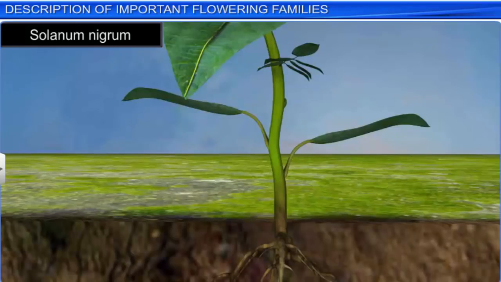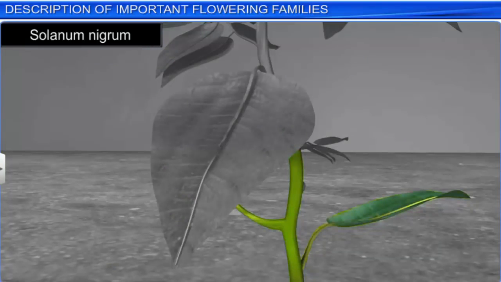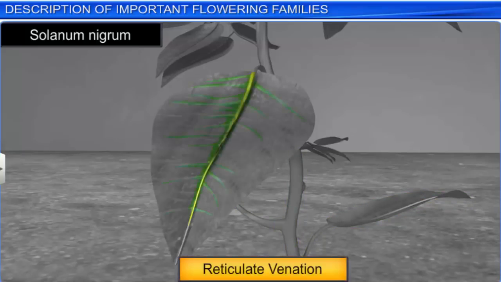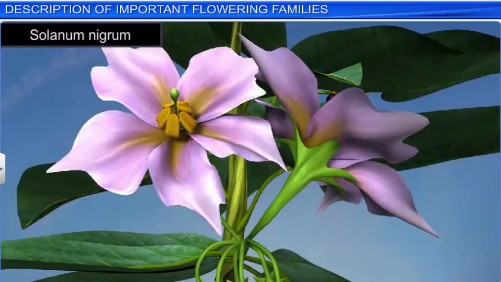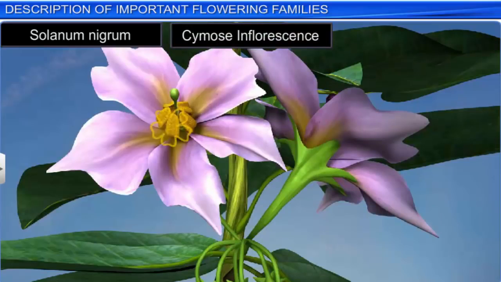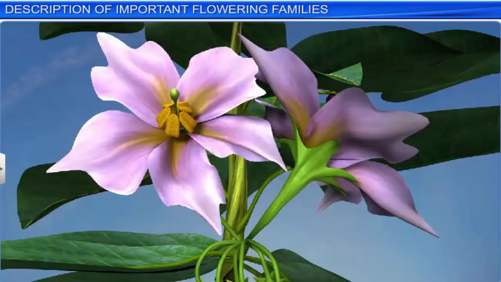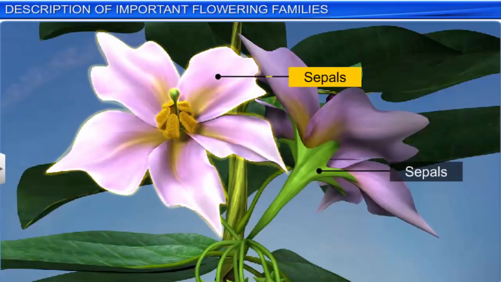In these plants, the leaves are alternate and simple, and are very rarely pinnately compound. Moreover, they are exstipulate, or without stipules, and have reticulate venation. The flowers are arranged in cymose inflorescence, or may be solitary or axillary. Moreover, they are bisexual and actinomorphic. The calyx has 5 sepals, which are united and persistent with valvate estivation. Like the calyx, the corolla also has 5 petals that are united with valvate estivation.